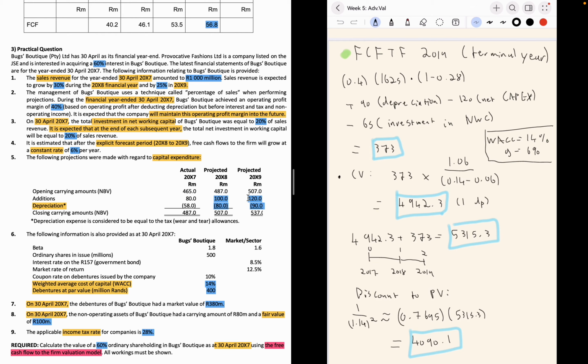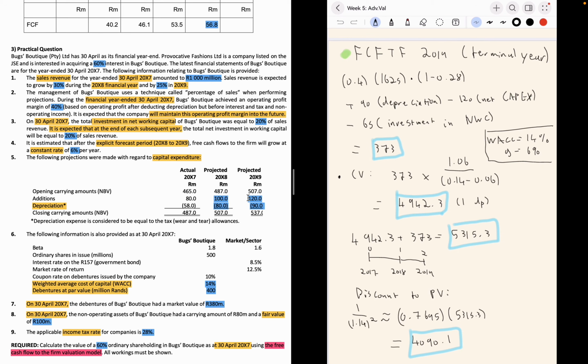So we add those two together, 4,942.3 plus 373, that gives you 5,315.3 million, of course. Now we have that, let's discount it to present value. So 2019 is 2 years after 2017, so we discount it.